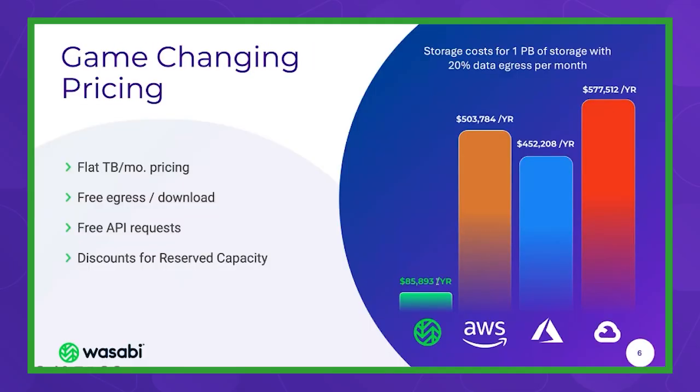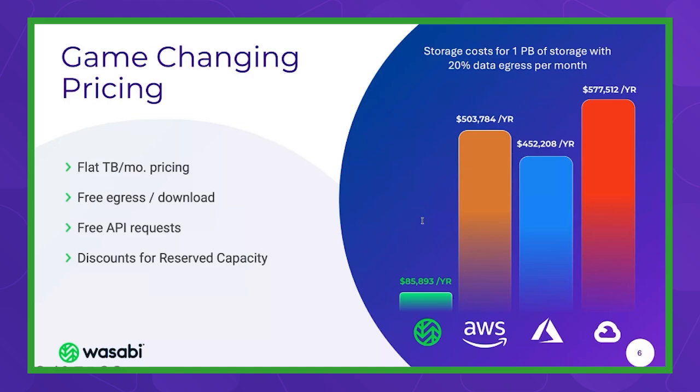And I know I talked a bit about price, and so just to get a little bit more specific, Wasabi has that flat rate terabyte per month pricing. We have the lack of fees for egress, download, and API calls, so you're not going to get charged for those. And then finally, you can purchase both pay as you go monthly pricing, but also we have discounts if you want to purchase upfront with our reserved capacity pricing.